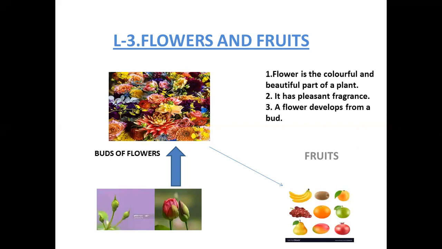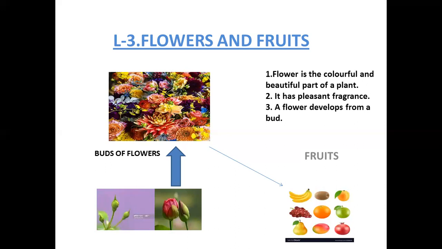And in turn, these flowers develop into fruits. Most of the fruits have seeds inside them and in turn these seeds can grow into more new plants. Here we can observe a picture that the buds give rise to flowers, flowers give rise to fruits, fruits have seeds in them and in turn seeds will develop new plants. Seeds will be grown into new plants.